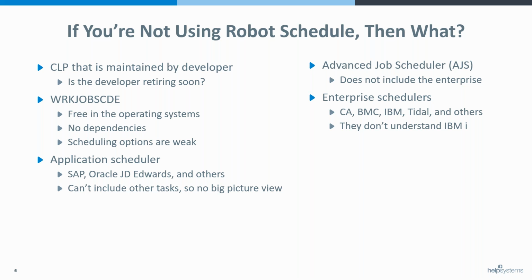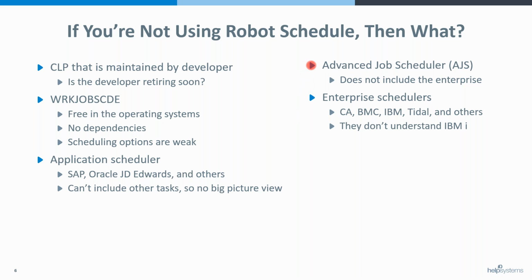Application schedulers are great. They come with the product, but they're very similar to the work job schedule entry. A lot of times they don't allow you to do other things outside of that scheduling tool. And so they make the assumption that the only application you're going to run is JD Edwards Enterprise One, and you're going to run the schedulers. But there's SAP and Oracle and other applications that you might have. So they just don't have the big picture of what's going on.